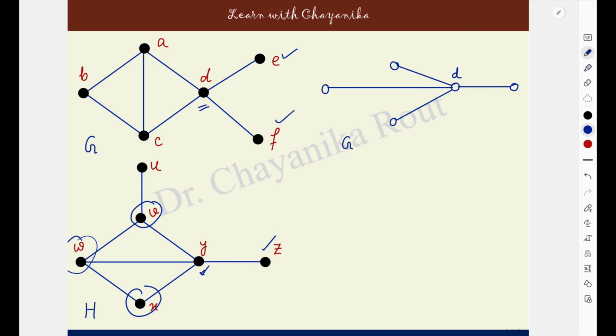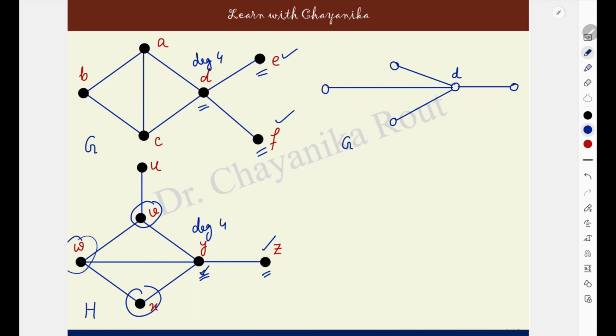Let's check again. Both the graphs have a vertex of degree 4 and only one vertex of degree 4. D is that vertex in G and Y is that vertex in H. And in G I can see this vertex of degree 4 has 2 neighbors who are pendant vertices, of degree 1 each. But in graph H, this vertex of degree 4 Y is adjacent to only one pendant vertex and the remaining are non-pendant vertices.